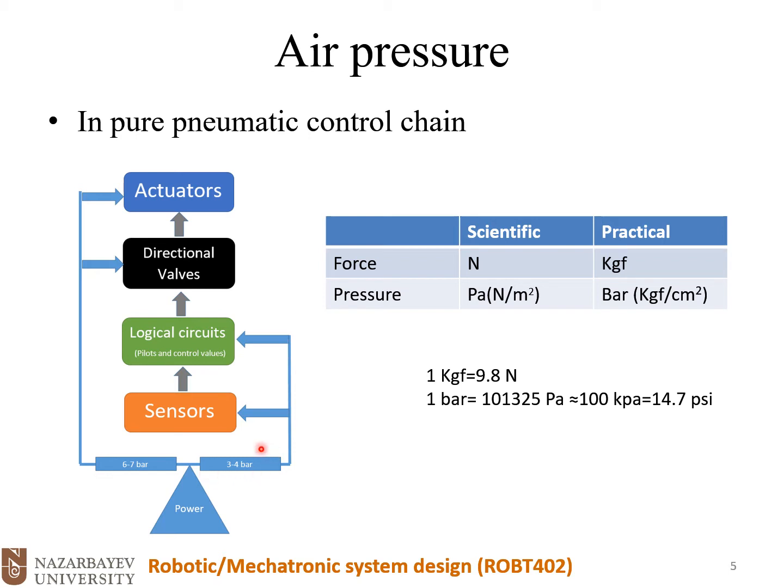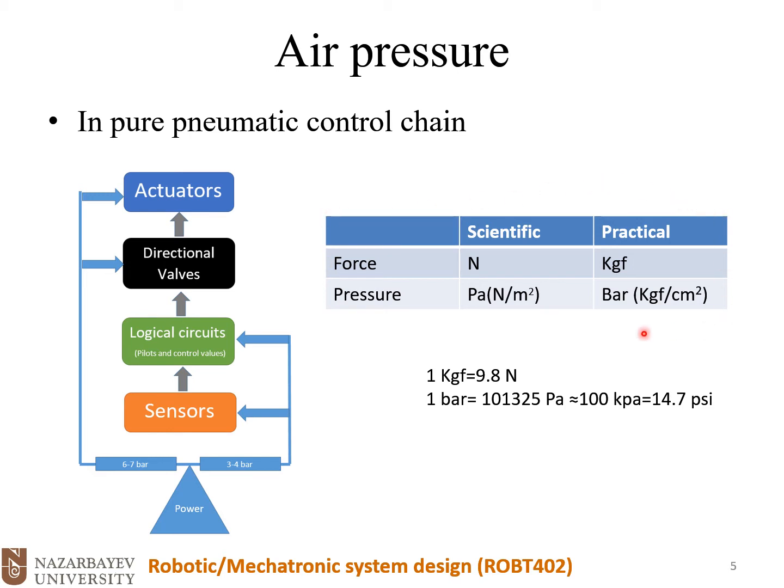We could have a lower pressure, from 3 to 4 bar, for sensors. I mean pneumatic sensors, not the electronic sensors. So for pneumatic sensors and for logical circuits, for the pilot lines, for example, and control valves. Mostly for the pilot lines and the signal lines, you could have a lower pressure, and that's why you usually see a smaller diameter for those ports.